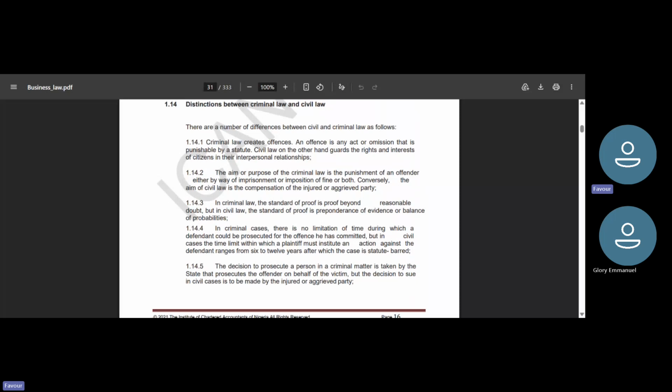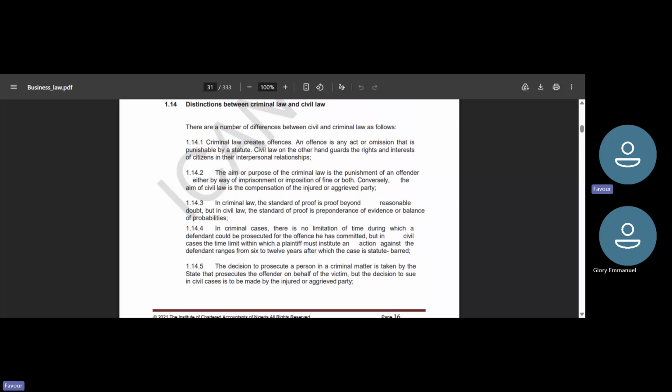So in the case of criminal law, at the end of the day, if the person is found guilty, he is sentenced probably to prison, or a huge fine is imposed on the person, right? But for civil law, the aim is not to send someone to prison. The aim is to get compensation for the injured or the aggrieved person.